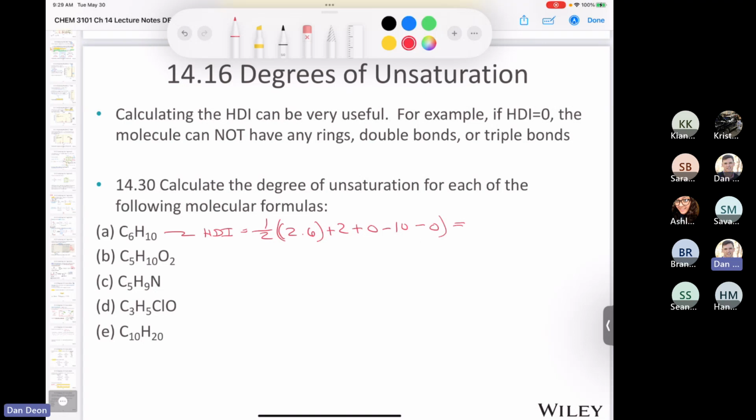Anybody get the answer to this one? Pablo, are you there? An HDI equal to 2 for this one. Anybody there? Okay, all right, one person. Thanks, Kiana. All right, thanks, Sean. Awesome. What about this one here? HDI equals, we're going to solve all of these. It's just practice on using the formula. That's all it is. Okay, so we have HDI equals, and then the last one, HDI equals. Did anybody get B?